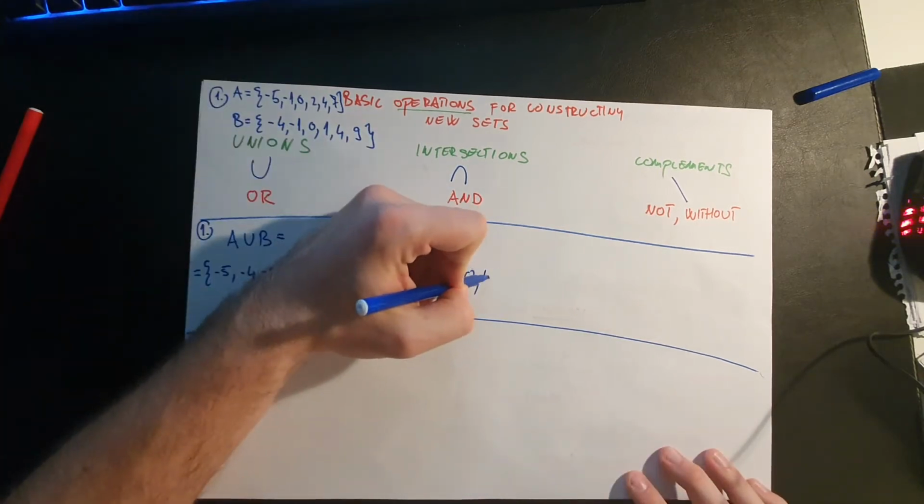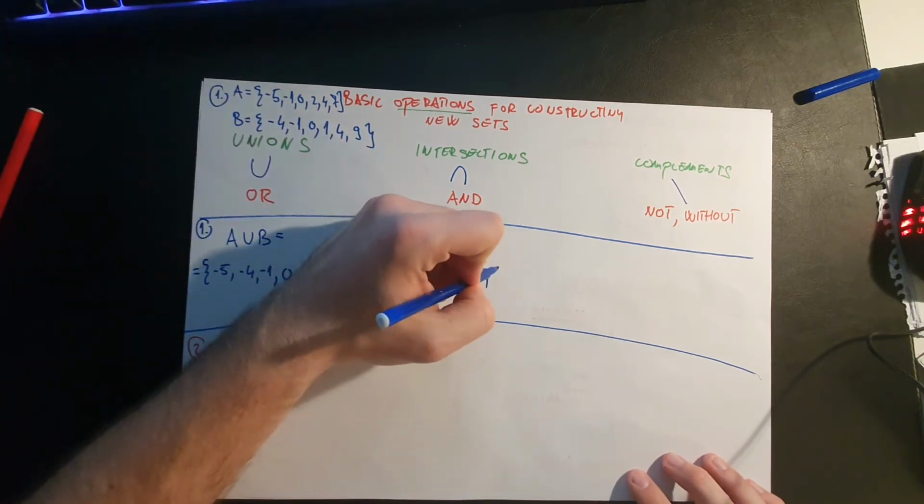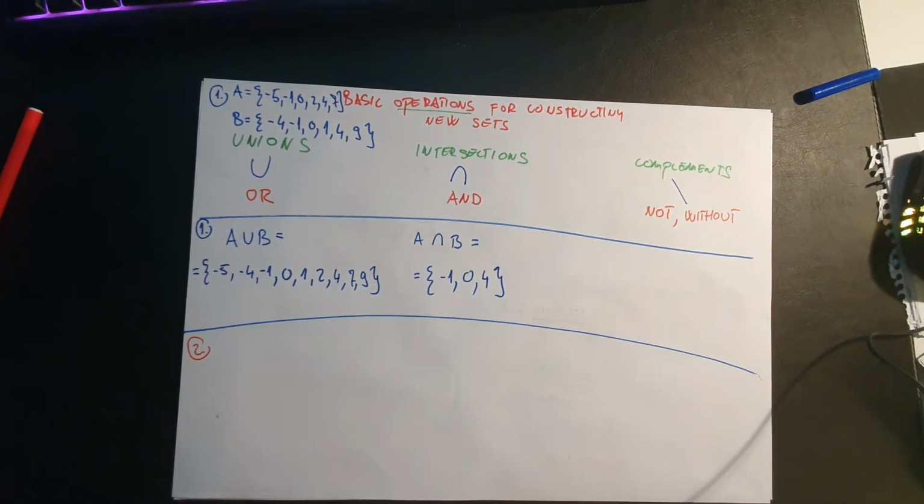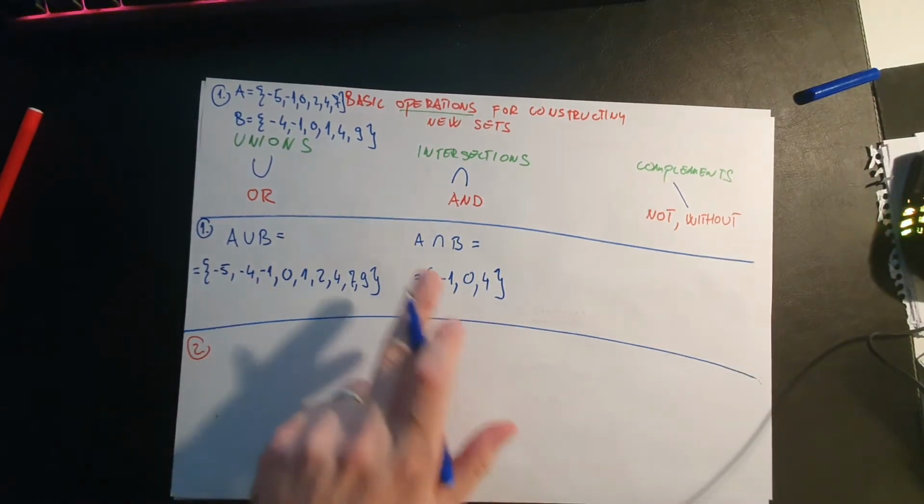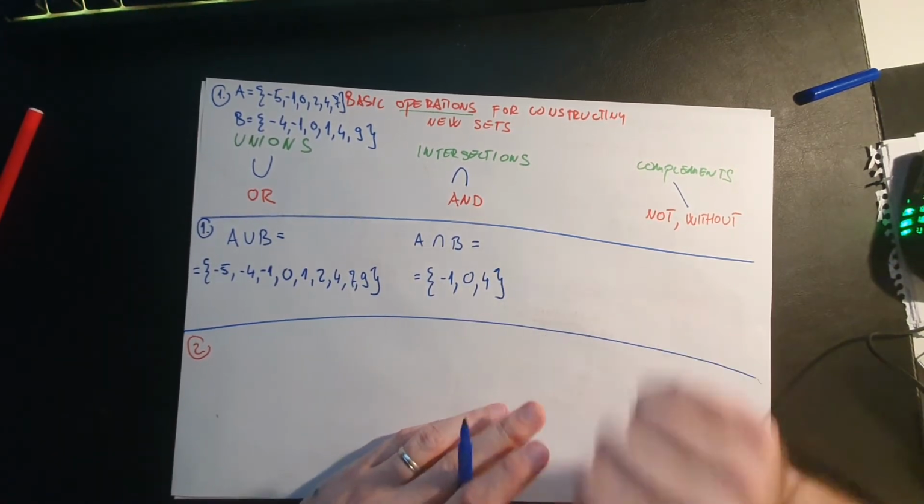4, yes. And is there any other? I believe not. So the resulting set is the numbers -1, 0, and 4. So these are the numbers that are both in A and B.